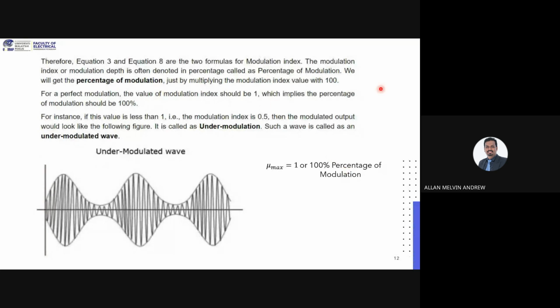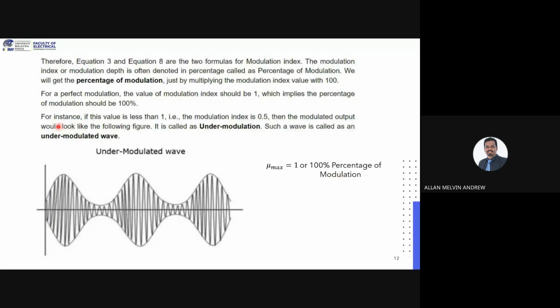So we get the percentage of modulation just by multiplying the modulation index value with 100. For perfect modulation, the value will be 1. So mu max is 1, which implies the percentage of modulation should be 100. As I say, the least will be mu equals 0, which will become 0 percent.